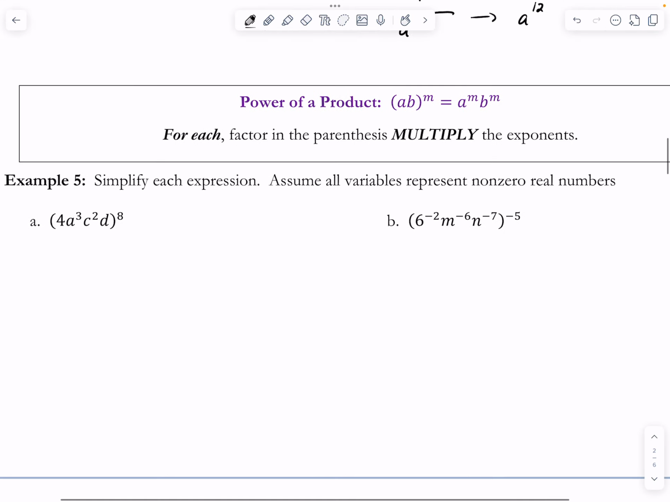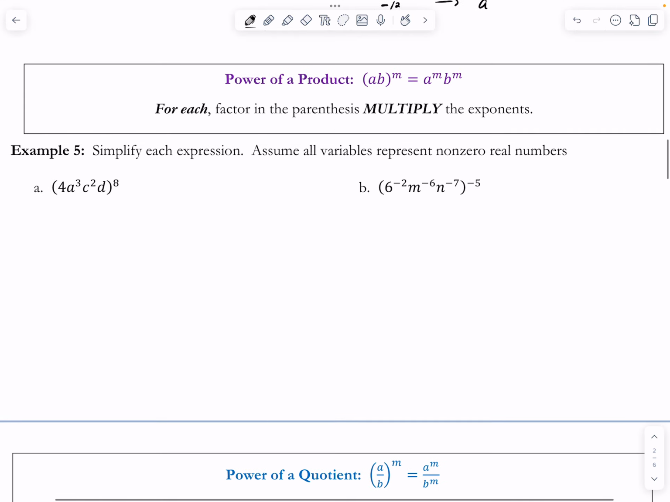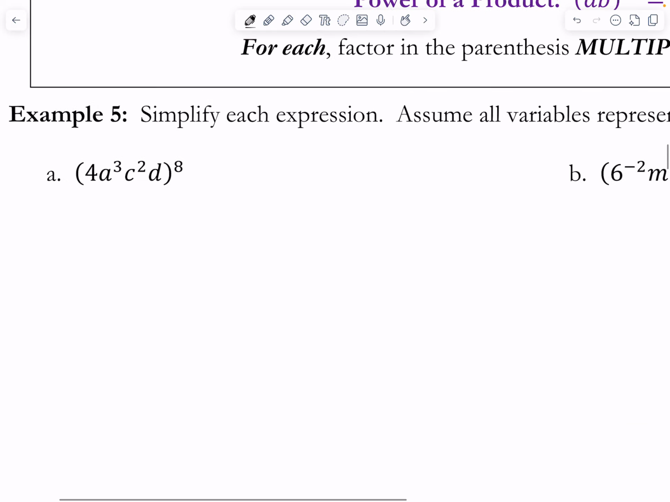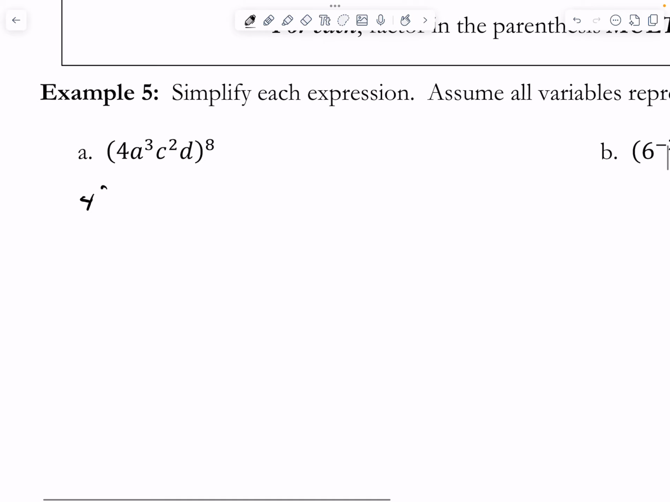Okay, let's do power of a product. This is where if you have those parentheses and you have two things that are multiplied inside, each of them gets raised to that power, or if it's more than two, like in this case, you get a lot. You get 4 to the 8th power times a cubed to the 8th power times c squared to the 8th power times d to the 8th power.